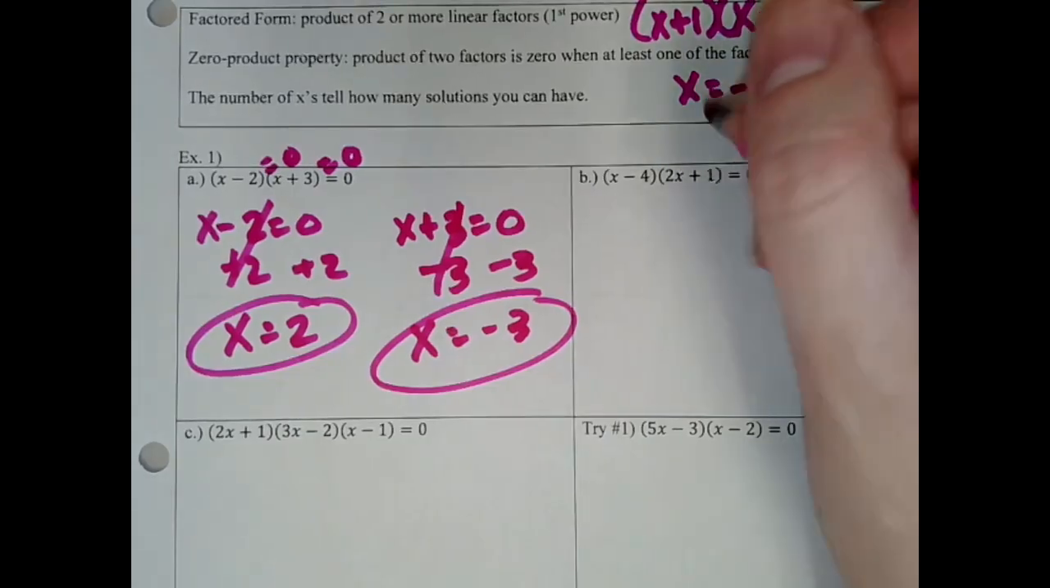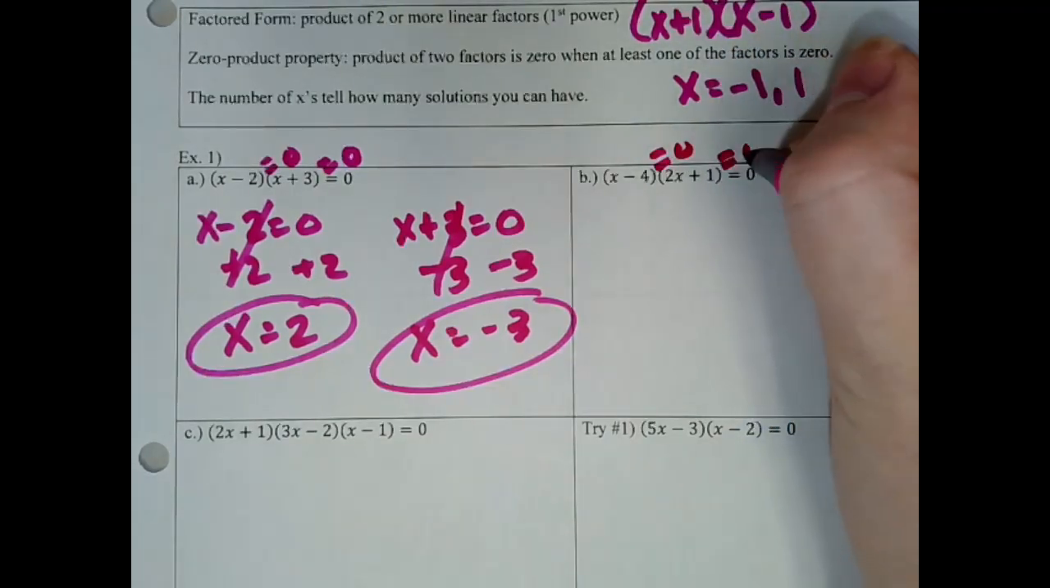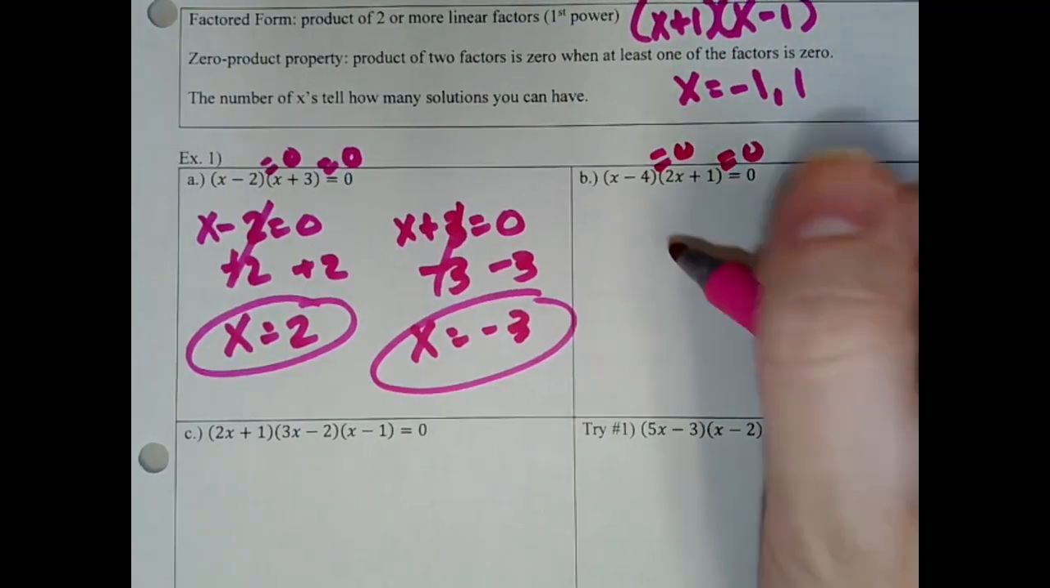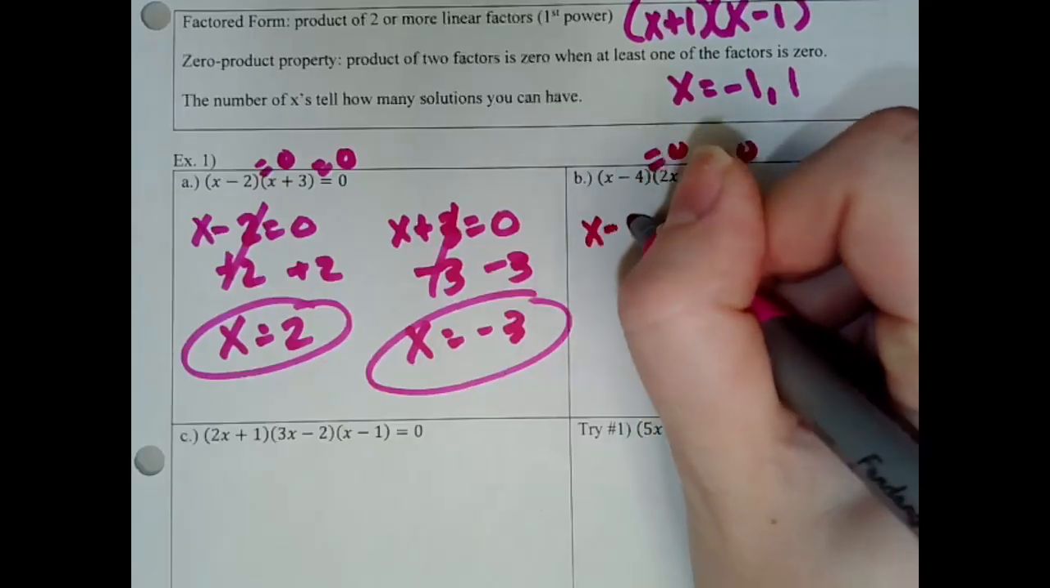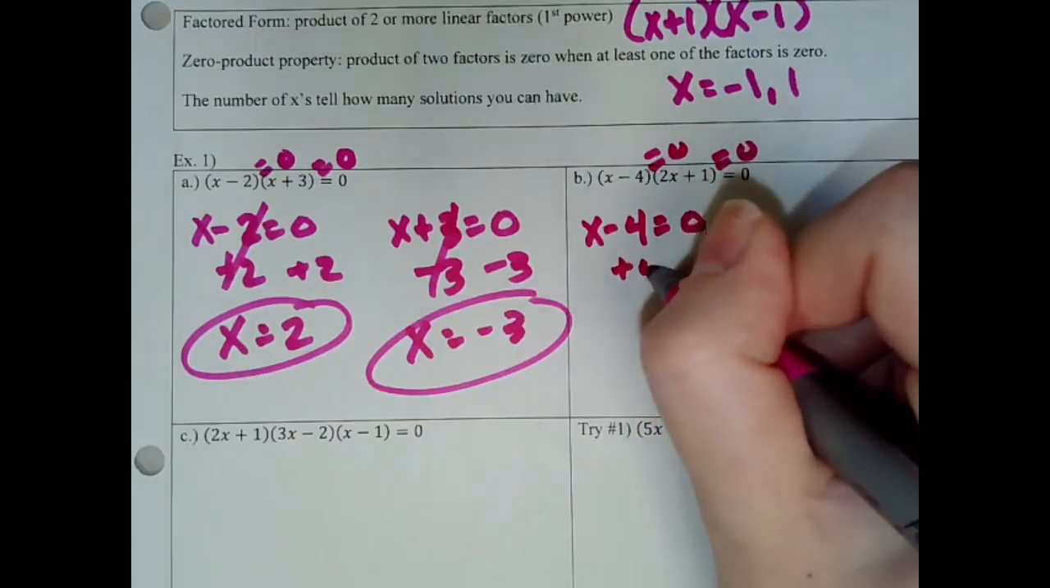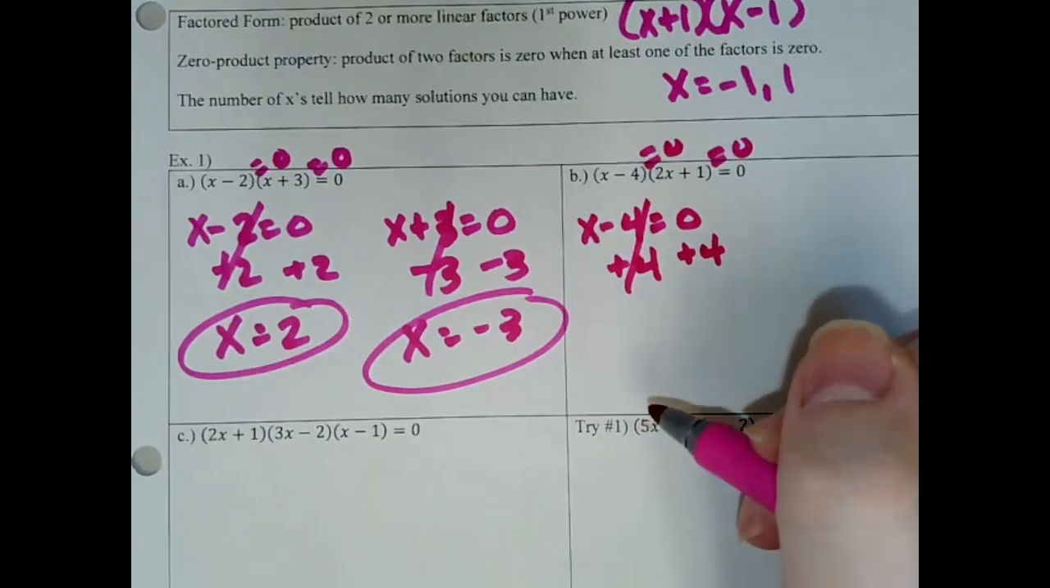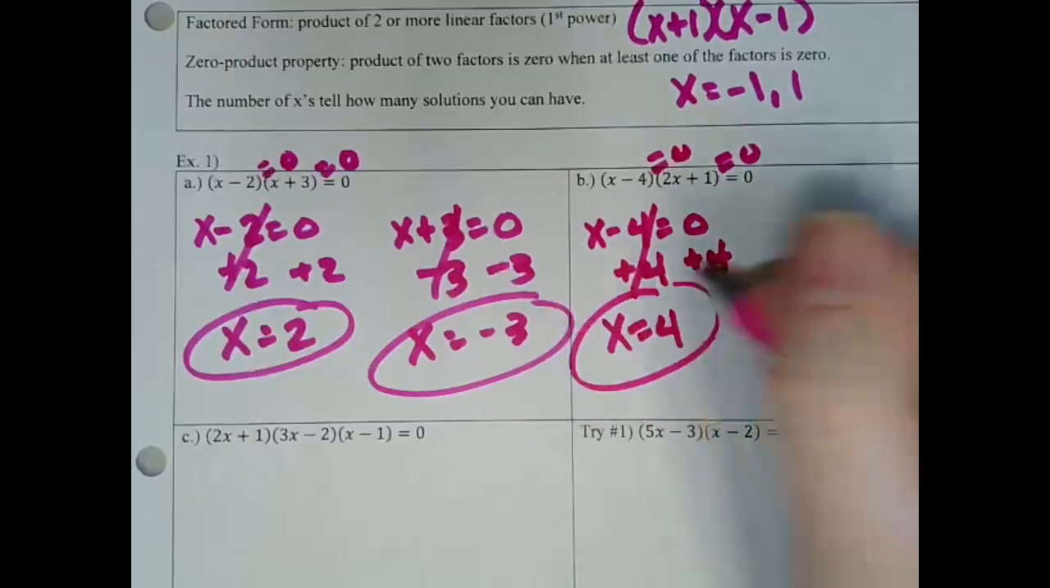Those are one-step equations to solve. Those are pretty straightforward. Sometimes you'll have a two-step equation, which I'll show you in this next one. I'm going to set each part equal to 0. So I'm going to have two different solutions here. This one's just a one-step. Opposite of subtraction is addition. So you get x equals 4.